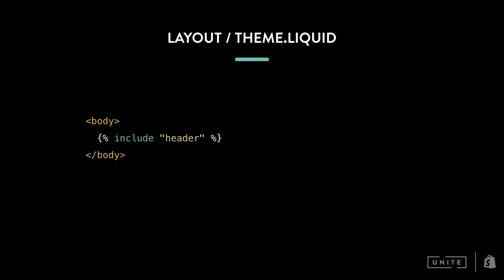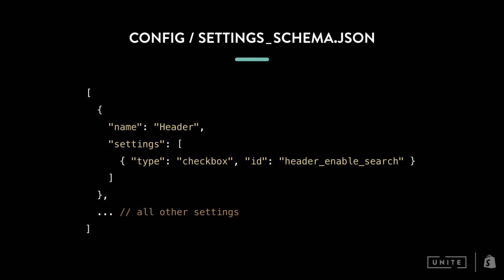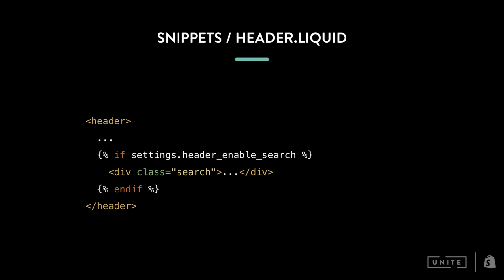Now, what if I want the search icon in that header to be customizable in the editor, like in the example Russel showed earlier? Today, I have to add a setting definition in setting schema.json, which contains the definition of every setting in my theme. On most themes, this is a pretty big file. I can then use the global settings variable in my liquid code to read the current value of the setting and conditionally show or hide the search icon.